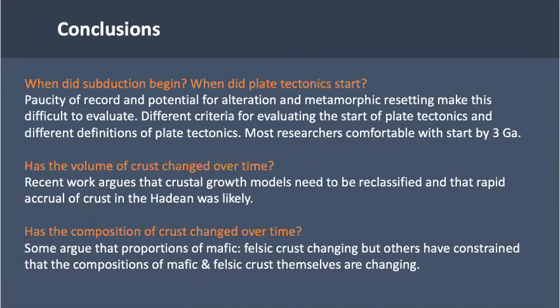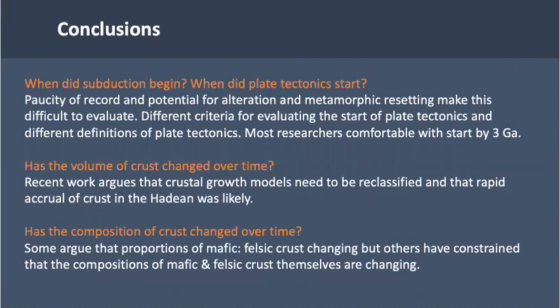Has the volume of continental crust changed over time? This is a really difficult one too, as we saw that there was that spaghetti plot with a variety of models, but the most recent work is arguing that some of these models don't really belong in that plot on the same basis. And so it's possible that the rapid accrual of a crust in the Hadean was likely on this basis, but that needs to be further discussed as well.